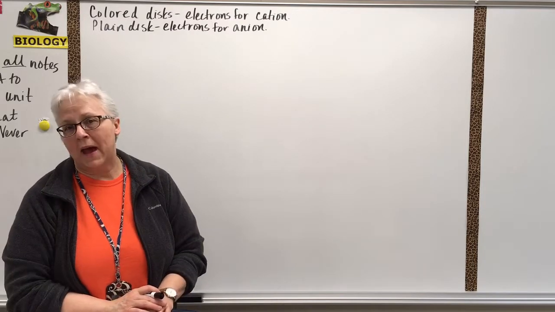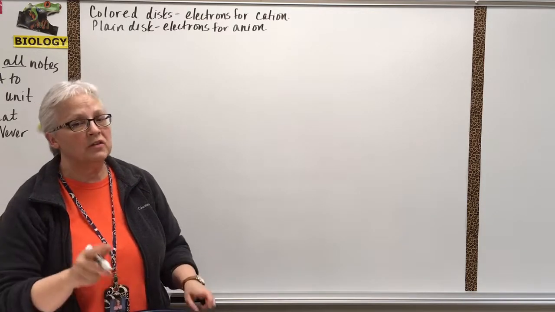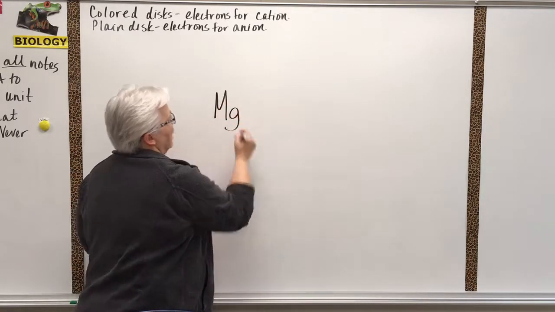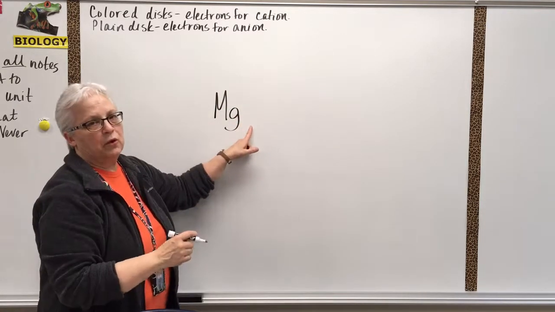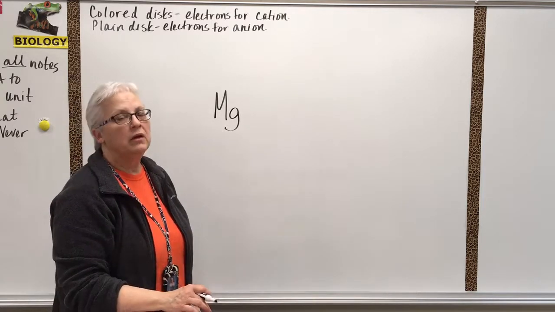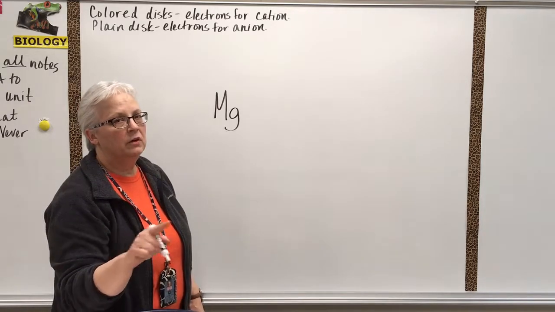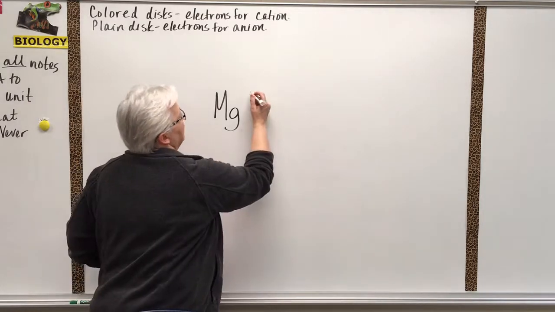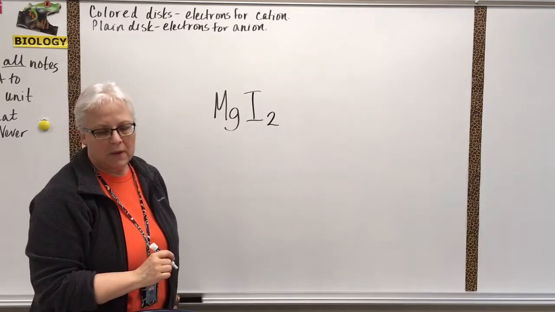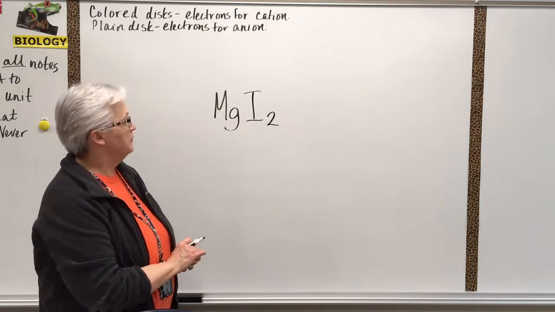How many magnesium atoms do you need for magnesium iodide? You have one card sitting at your table, right? So here's magnesium, and we don't need to put a 1 as a subscript, it's understood. How many iodine atoms do you need for magnesium iodide? How many cards do you have? 2, right? MgI subscript 2. Magnesium iodide. This is what should go in your chemical formula box.